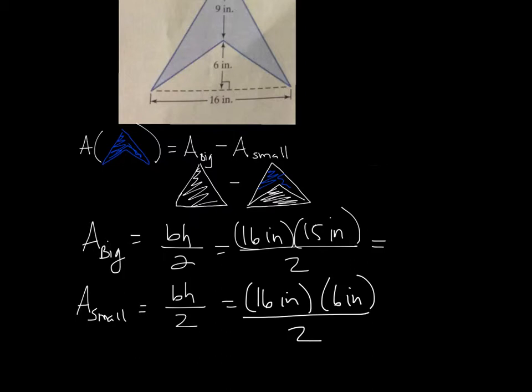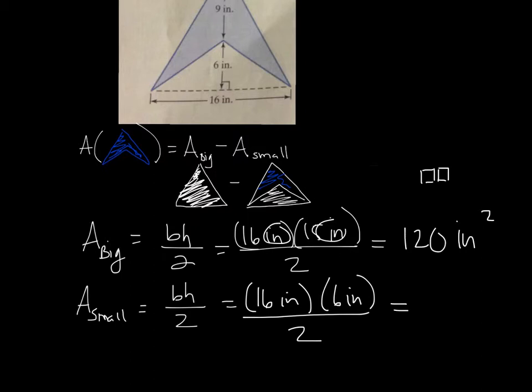So 16 times 15 is 240. If we cut that in half, we get 120, and it's inches times inches, so we have 120 square inches. So you have 120 little 1 by 1 inch squares that cover the whole shape.